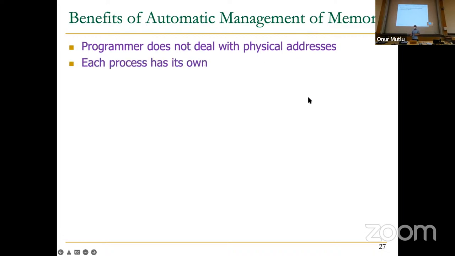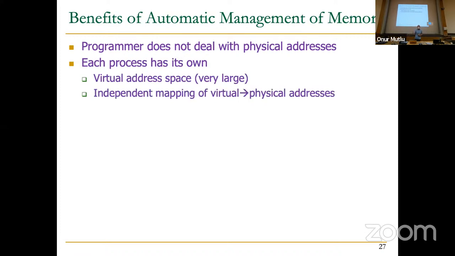Each process, each program that's running on a system, has its own virtual address space, which is going to be very large. It could be 2 to the 64 bytes, for example. And it has an independent mapping of virtual to physical addresses. So each process has this illusion, let's say, of memory being infinite in size. And this enables multiple things. Let's take a look at them.